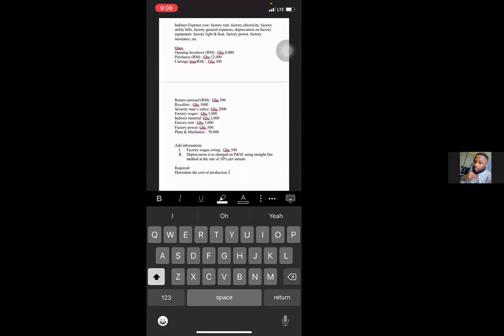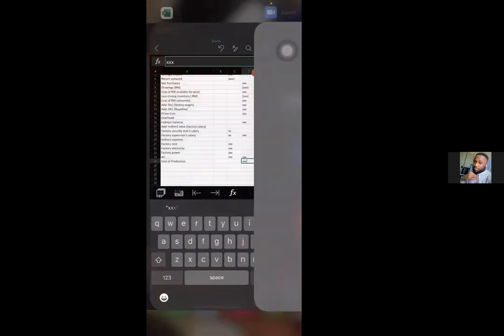So let's say you've been given these items with additional information, and you are to determine the cost of production. So what is the cost of production, please? Hello? Please, can you hear me? Yes. So let's move to the next.